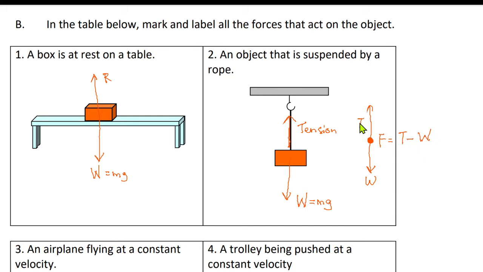T is positive, my W is negative. It's going down, that's why I put negative here. We can also write this as T plus negative W, but just for simplicity, I simply write it as T minus W. And this resultant force is 0. How do I know this is 0? Because it says that the object is suspended. So the object is not moving.